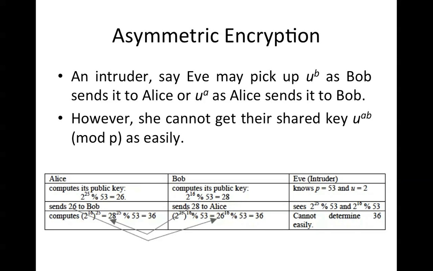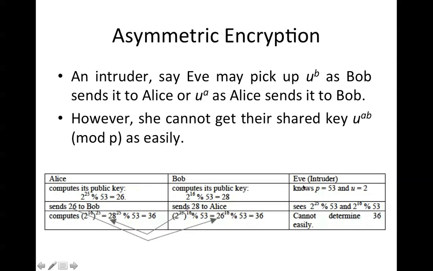And so basically this mod P gets computed here as 36, and in the meantime Bob receives Alice's public key, which is 26, and then powers it to his private key, which is 16, mods it to 53 to also get 36. Now they have this so-called common or shared key.